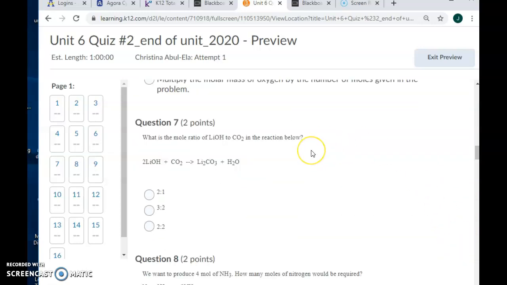Question 7. What is the mole ratio of lithium hydroxide to carbon dioxide in the reaction below? We have 2 LiOH, lithium hydroxide, plus carbon dioxide yields lithium carbonate, Li2CO3, plus water. Is the ratio 2 to 1, 3 to 2, or 2 to 2?